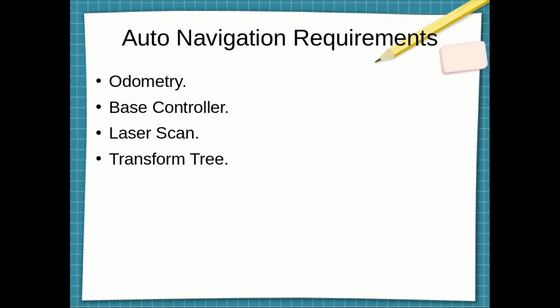The next thing that we will need is laser scan. The laser scan is used to calculate the distance between the robot and the obstacles which may be around the robot. And finally, we need the transform tree. What is the transform tree? The transform tree is a way to calculate the route which the robot can use from a starting point to a goal point.